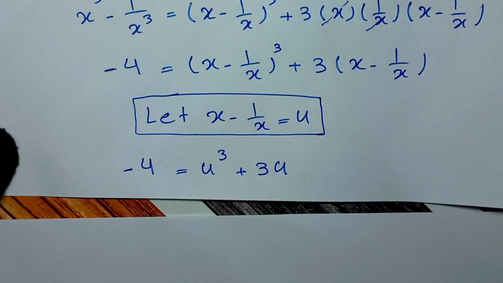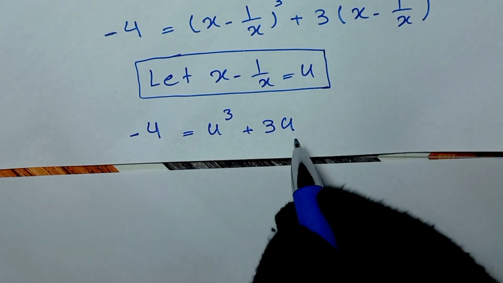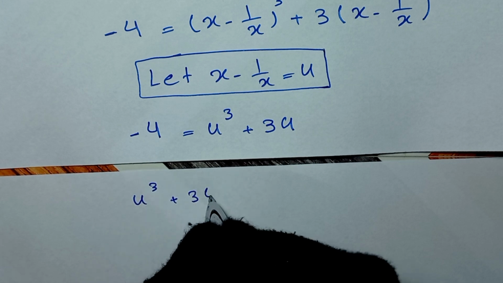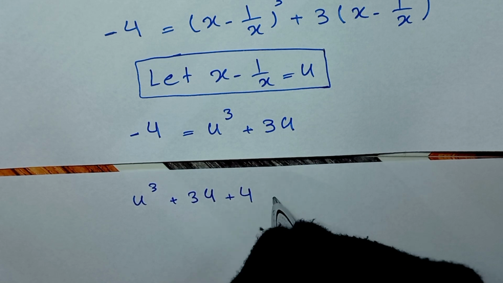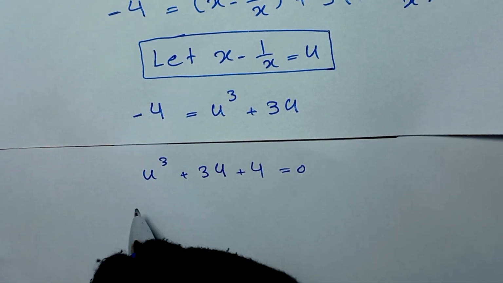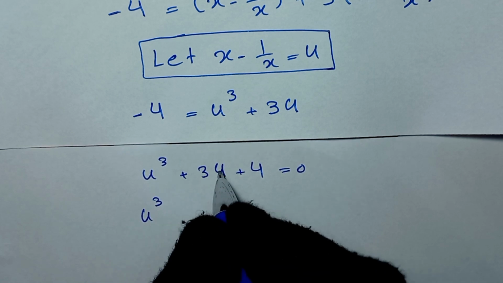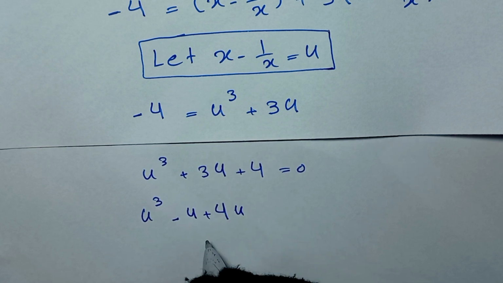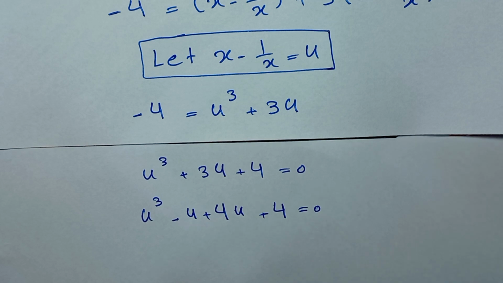And in next step, we take this negative 4 to this side, and it will be u cubed plus 3u, and plus this to this side will be plus 4 is equal to 0. And next step, we write u cubed. In here, we can write 3u as negative u plus 4u, right? And plus this 4 is equal to 0.